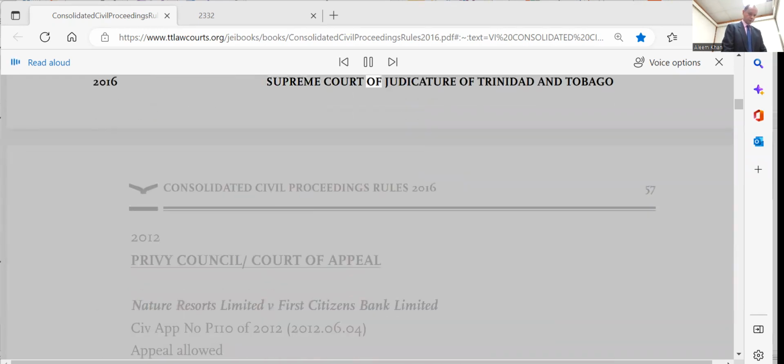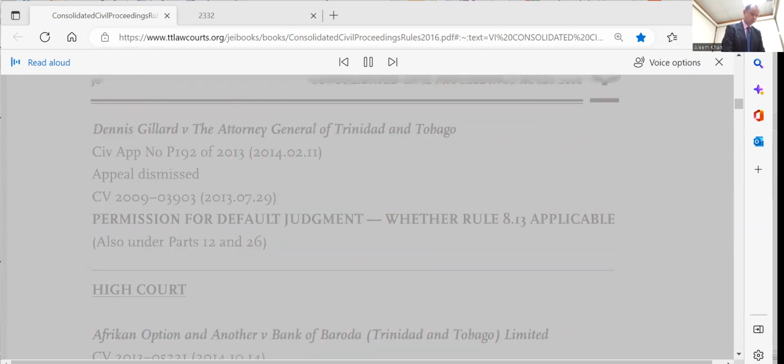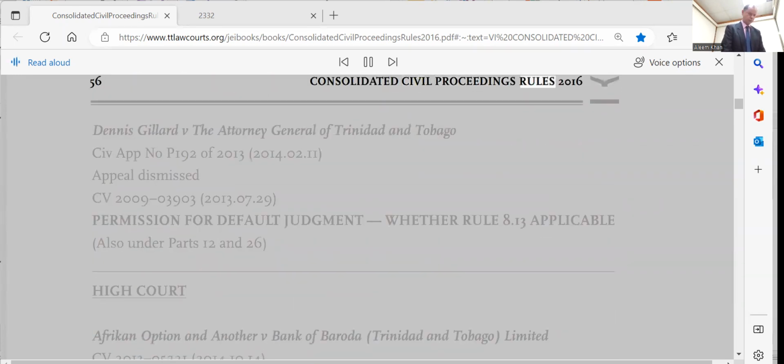2016 Supreme Court of Judicature of Trinidad and Tobago. 56 Consolidated Civil Proceedings Rules 2016.